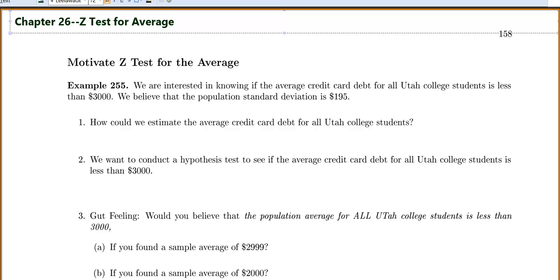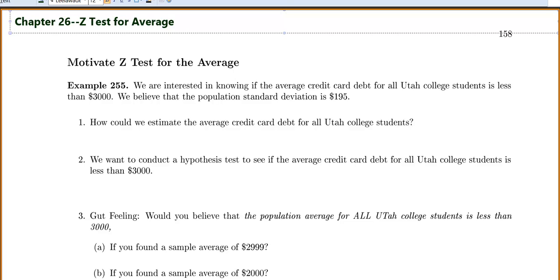Chapter 26 is about the z-test for the average. So first, let's do a little motivation for our z-test for the average. In this example, we're interested in knowing if the average credit card debt for all Utah college students is less than $3,000. And we believe that the population standard deviation is 195.